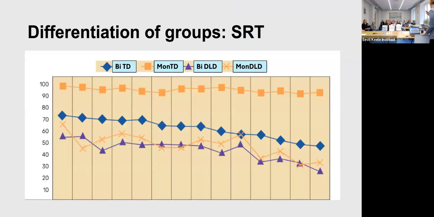But this is based on last year's pilot test, in which a master's student tested these. You can see that this is specifically the sentence repetition task. It differentiates nicely between bilingual, typically developing, and DLD children, as well as monolingual, typically developing, and DLD children. But because of that, half the group turned out not to be DLD, we had a very small group.